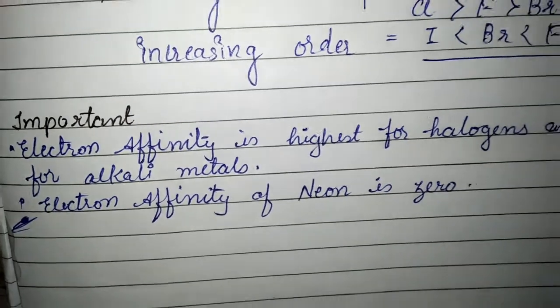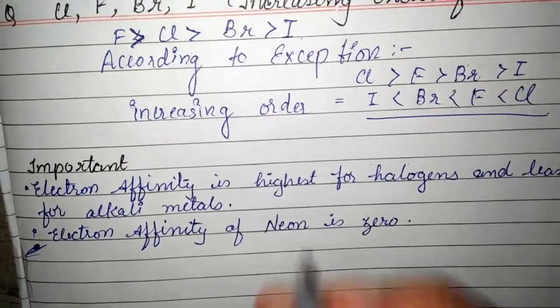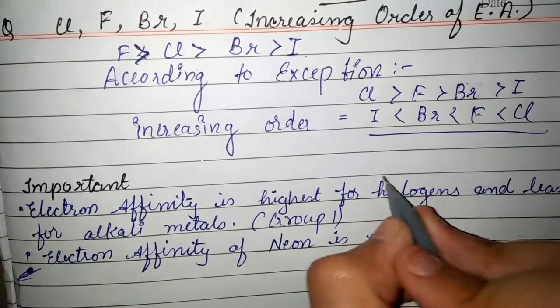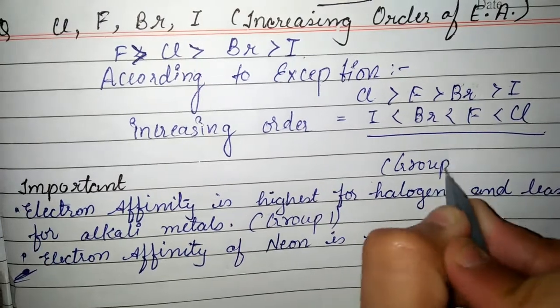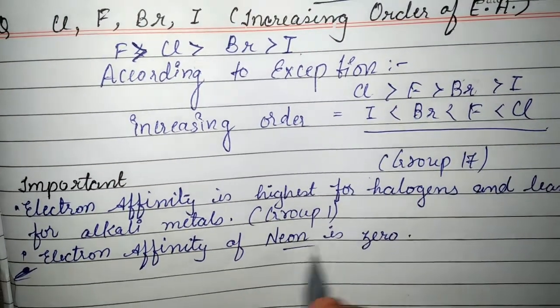We have some important things about electron affinity. Electron affinity is highest for halogens and least for alkali metals. Alkali metals means group 1 metals, and halogens means group 17 non-metals. And the electron affinity of neon is 0.